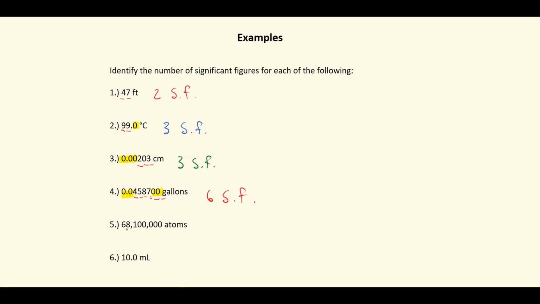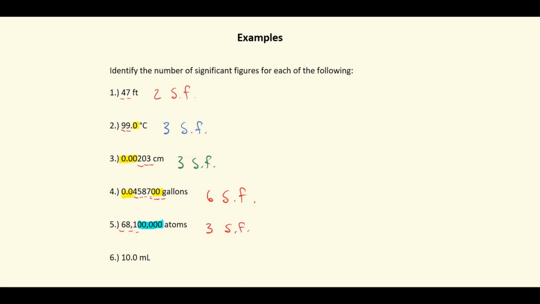Next one says 68,100,000 atoms. We have our 1, 2, 3 integers, and then we have 5 trailing zeros, but this number does not have any decimal point, so these trailing zeros are not significant. So all we count are the integers in this case, so we have 3 significant figures.